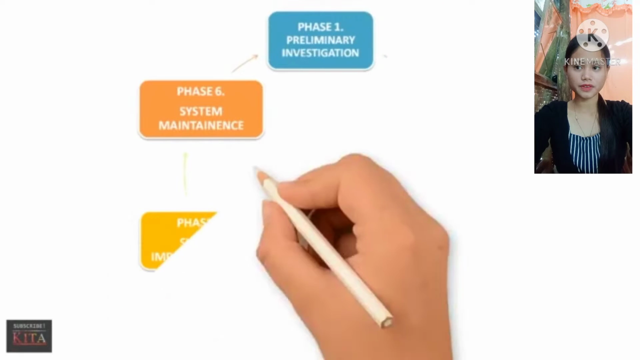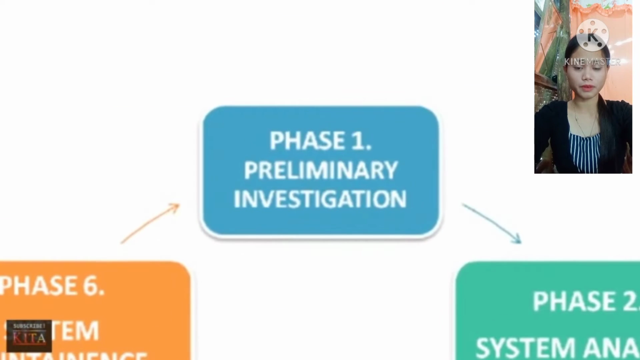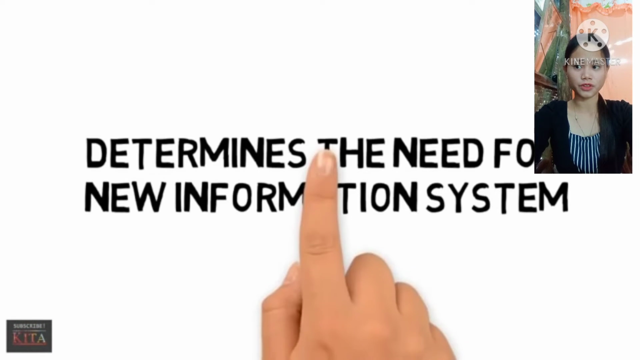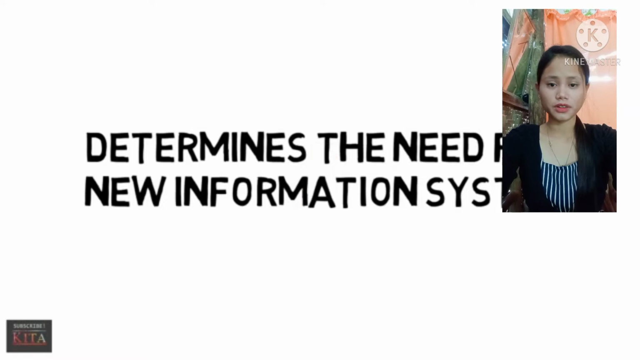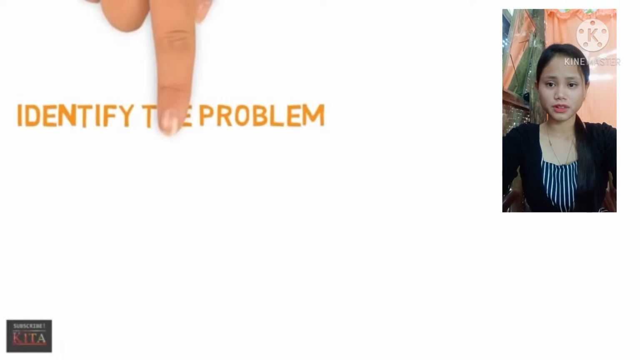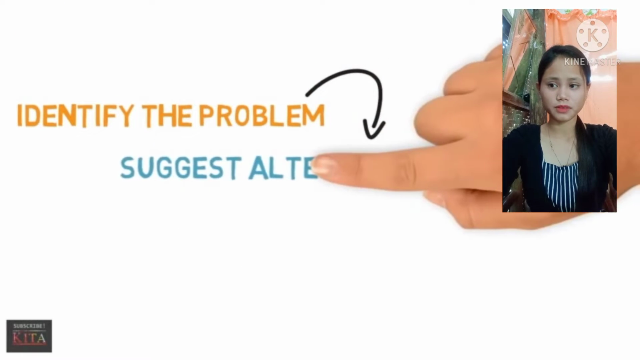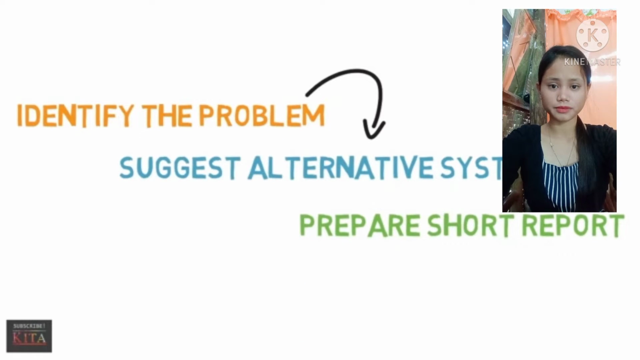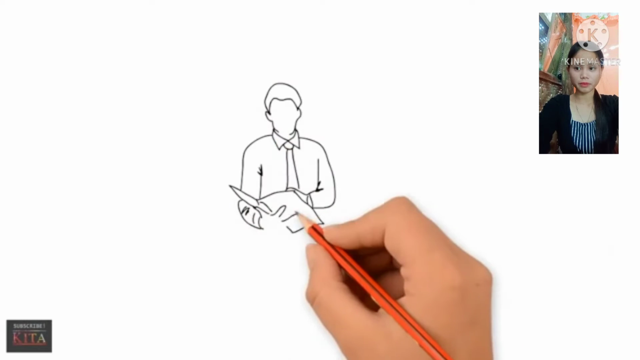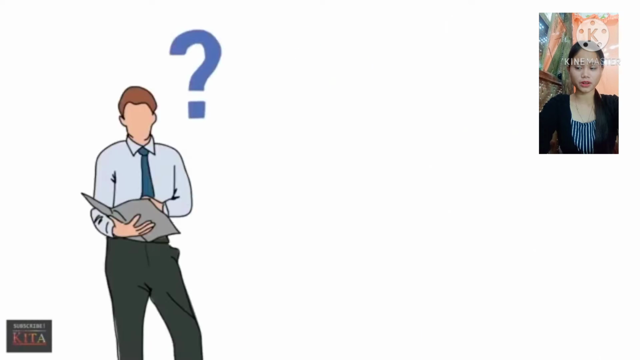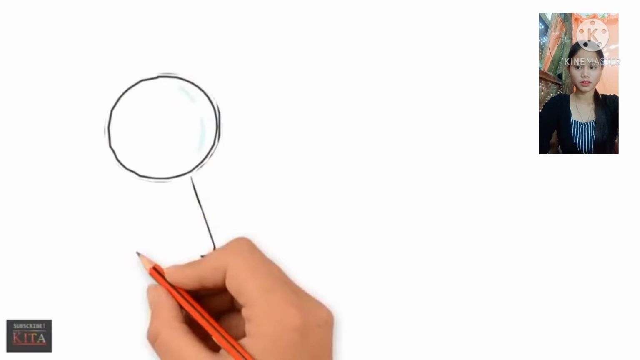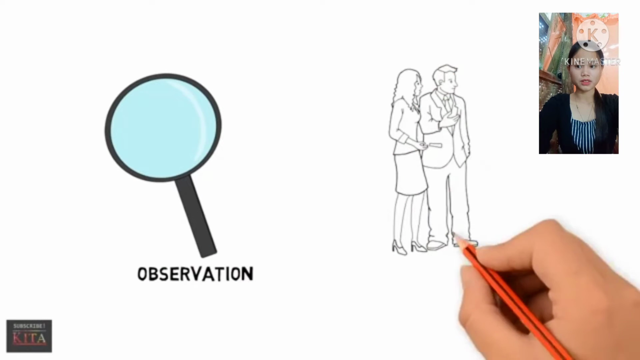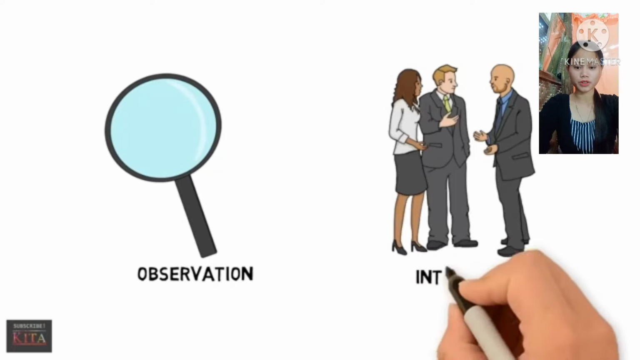The first phase of the system life cycle is called the preliminary investigation. This phase determines the need for a new information system. There are three main tasks in this phase: identify the problem, suggest alternative systems, and prepare a short report. Defining the problem means examining whatever current information system is in use. Determining what information is needed by whom and why is accomplished by interviewing and making observations.